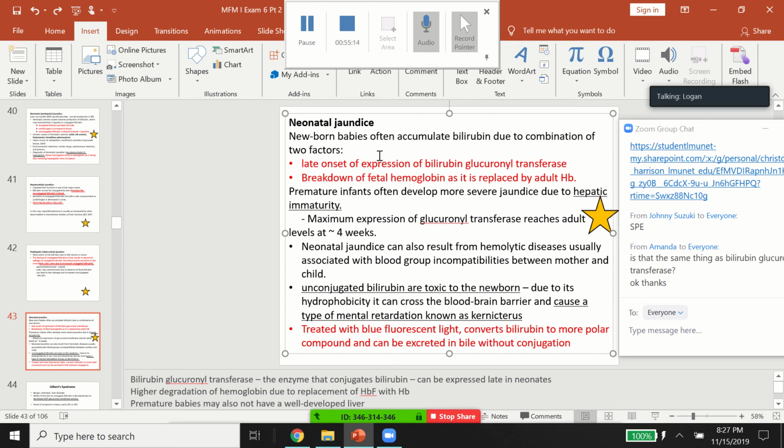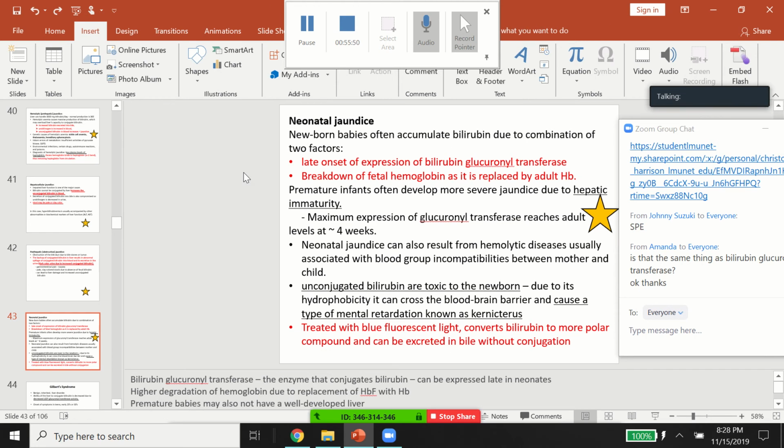But yeah, and the reason that you have that jaundice happen is because not only are you having that late expression, but you also have this breakdown of that fetal hemoglobin as it's replaced by adult hemoglobin. Because if you guys remember, adult hemoglobin and fetal hemoglobin are two different types of hemoglobin. So this is more like HbF, while your adult is going to be HbA. So in order to get rid of all the HbF, you've got to break it down. And if you have that late expression of this enzyme here, then it's just going to have a large buildup of that unconjugated bilirubin and therefore lead to jaundice, right? So that's where that comes from.